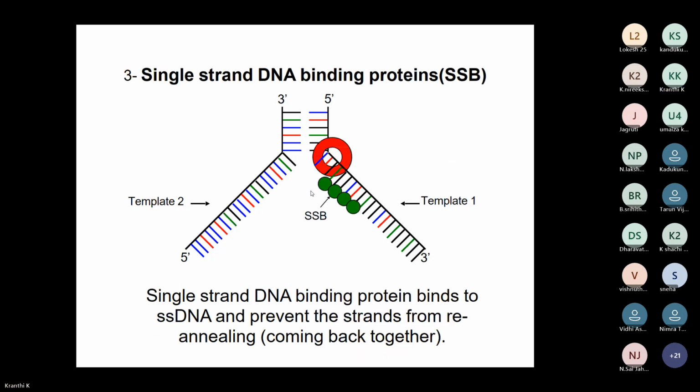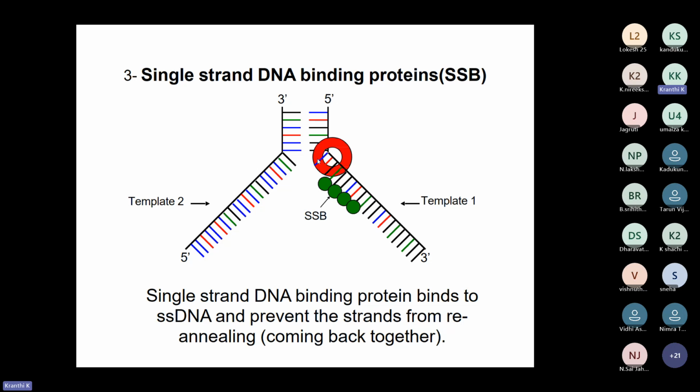Then after the untwisting, the single strand DNA binding proteins, we call these SSBs, come in. These proteins bind only on a single strand, not on the other strand. These are called the single strand DNA binding proteins, bound to one strand. So what do these single stranded DNA binding proteins do? They will prevent the strands from reuniting.